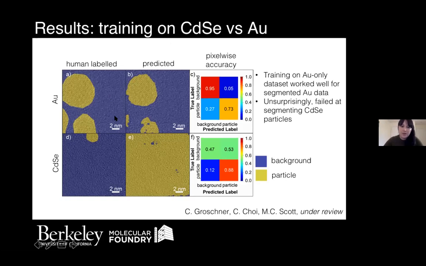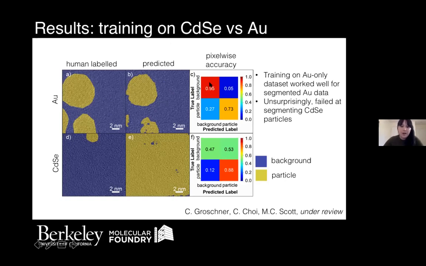And so the results here are captured both visually, in the comparison between the human labeled and the predicted segmentation maps, where again, yellow is the particle class and blue or purple, depending on what you think that is, the background class. The pixel-wise accuracy is also summarized in this confusion matrix shown in C, where the numbers that we want to maximize are the numbers on the diagonal. So these are our true positive cases.